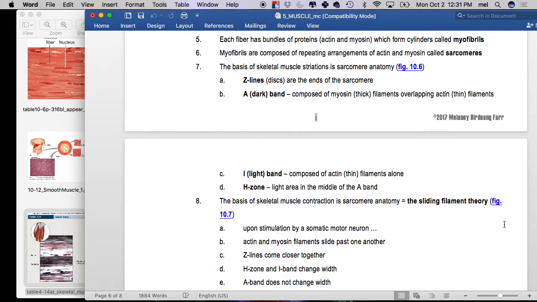And so if I shrink enough freaking boxcars, I can shrink the whole train, right? Shrink enough sarcomeres, you can shorten the whole myofibril. Shorten enough myofibrils, you can shorten the whole cell, yes? Shorten enough cells, you can shorten the whole fascicle. Shorten enough fascicles, you can yank on the tendon. Does that make sense to you guys?